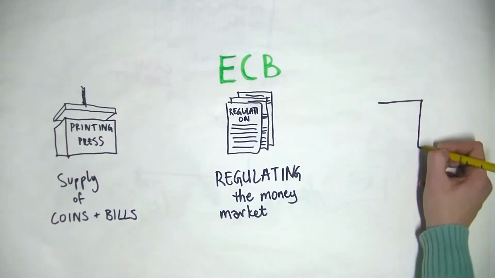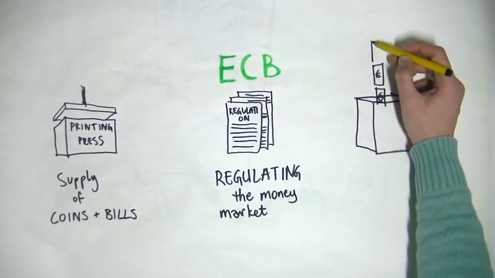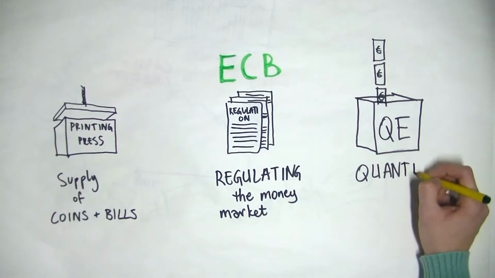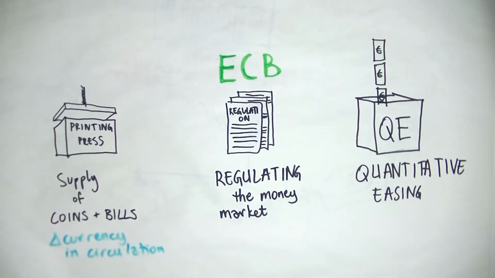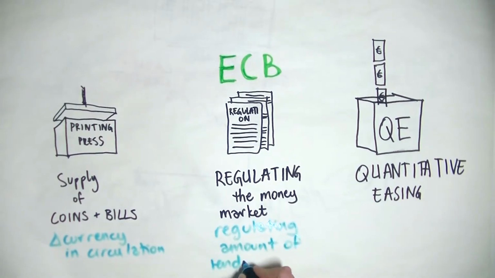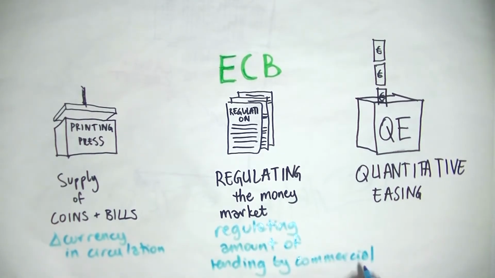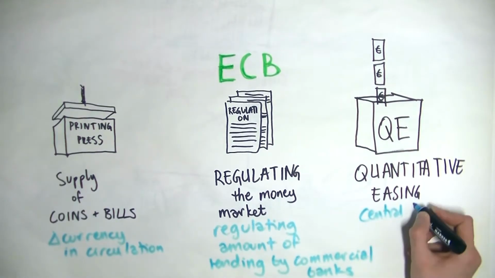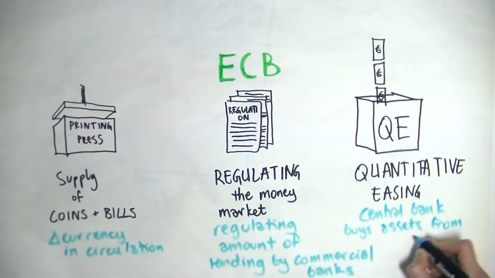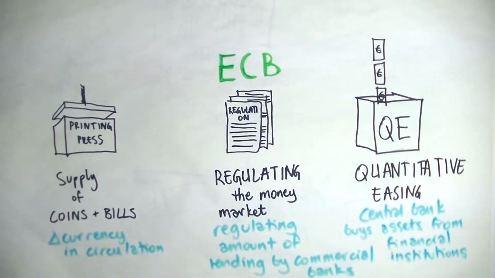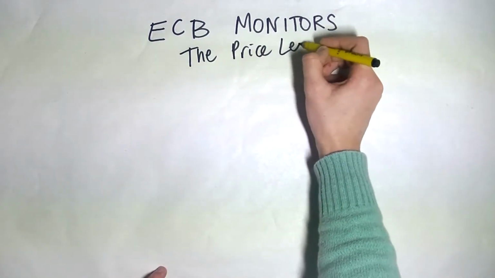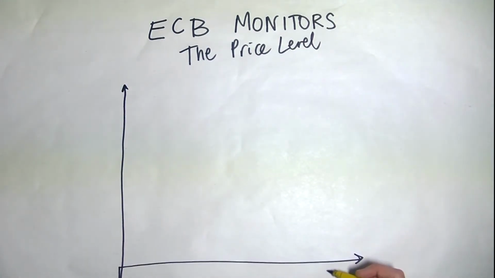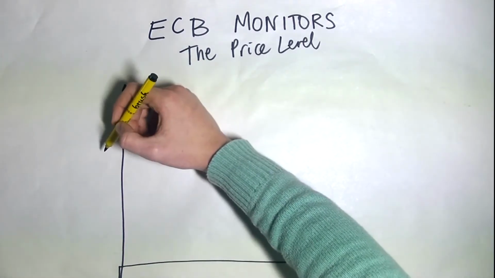A more recent method that the ECB has implemented is quantitative easing, which is when central banks buy government bonds or other assets from financial institutions, such as commercial banks, in order to stimulate spending. Buying bonds is similar to lending money to an institution. This leaves them with lots of cash to spend and invest, and thus increases inflation without the need of changing interest rates. Essentially what the ECB does is monitor the price level and then implement the policies necessary to reach the desired level.